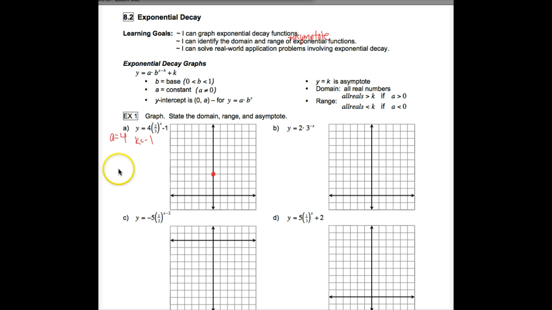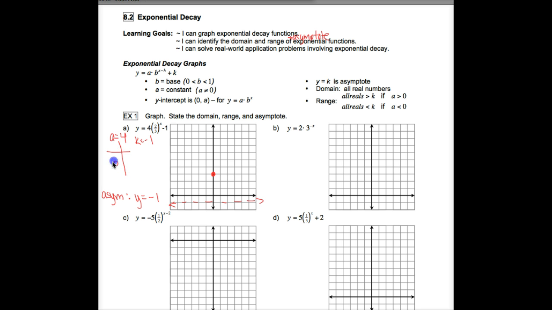Then I need to get a few more points just to have some additional points. I know where my asymptote should be because my asymptote should be at the k value. So my asymptote I can go ahead and draw in. I know that it should be y equals -1. So I'm going to write that down here. My asymptote is y equals -1.